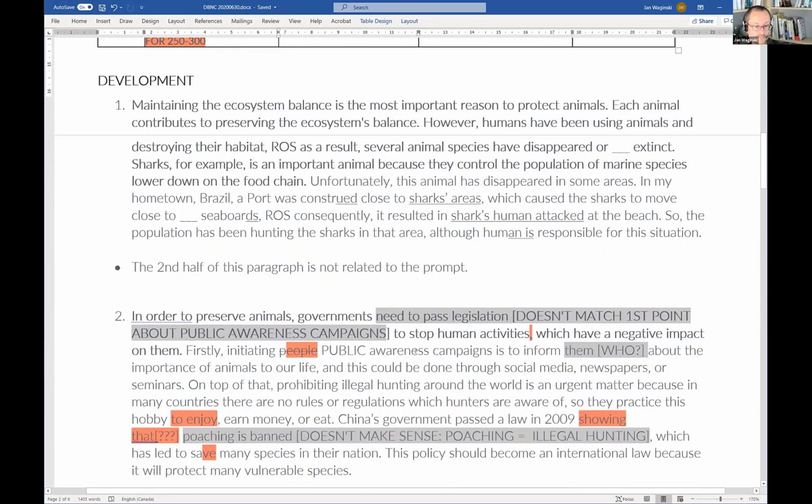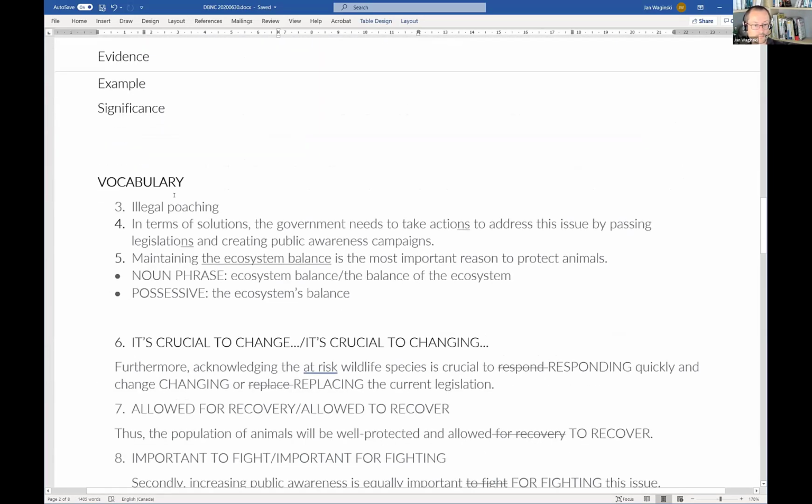Okay, and I believe, okay, here we go. So we talked about illegal poaching. So we'll move on to vocabulary, which is the next category. In terms of solutions, yep. Is there a question?